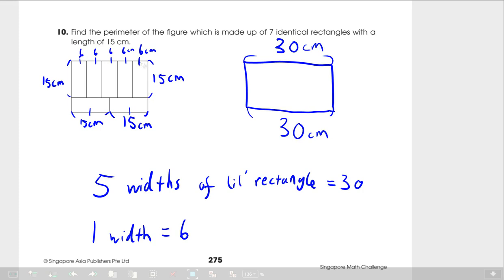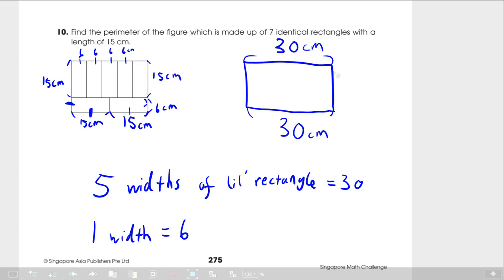And this width here is also the same as this part right here. This is also 6. Why is it 6? Because the rectangles are identical. Okay? So for this rectangle on the right here, this side is 15 and this side is 6. So for this rectangle, this side must be 15 and this side must be 6. The long side is 15, the short side is 6. Just think of it like that. So here we go, we have 15 and 6 centimeters.